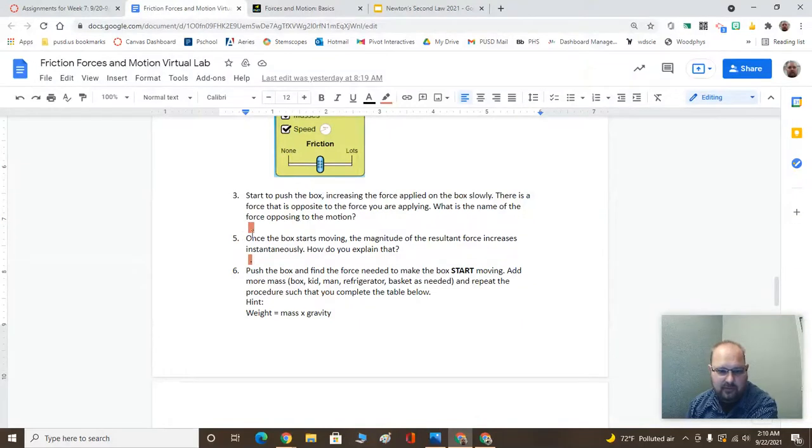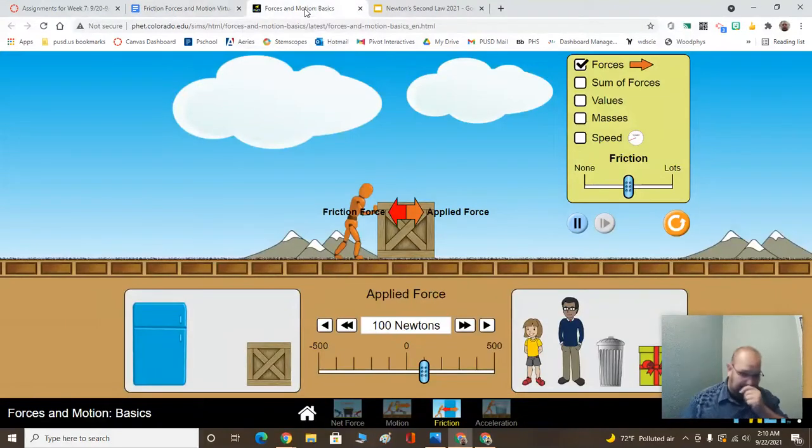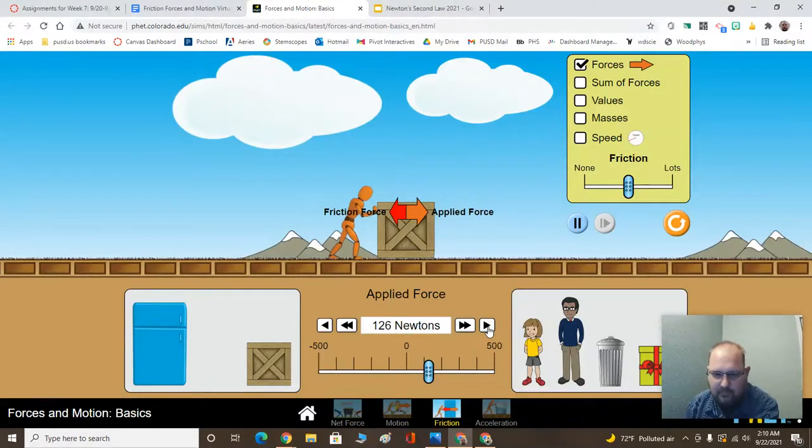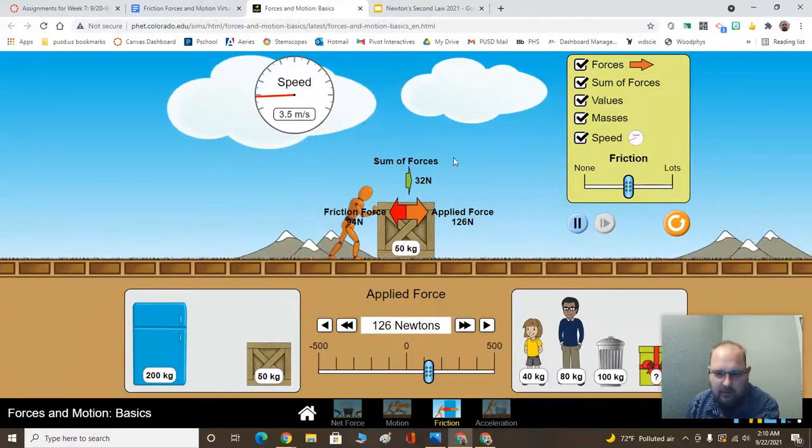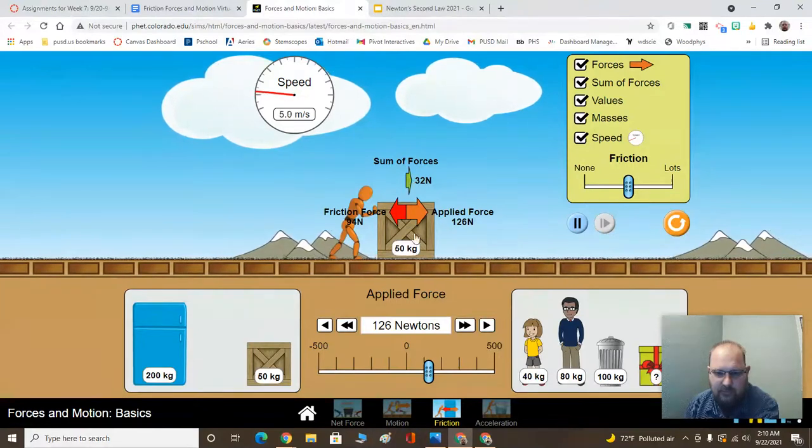So we're going to go very slowly, and it says once the box starts moving, the magnitude of resultant force increases instantaneously. How do you explain that? So let's go and see what happens here. All right, so if we go on up slowly, slowly, slowly, when we actually reach 126 newtons, all of a sudden we are having 32 newtons of force pushing on this box.